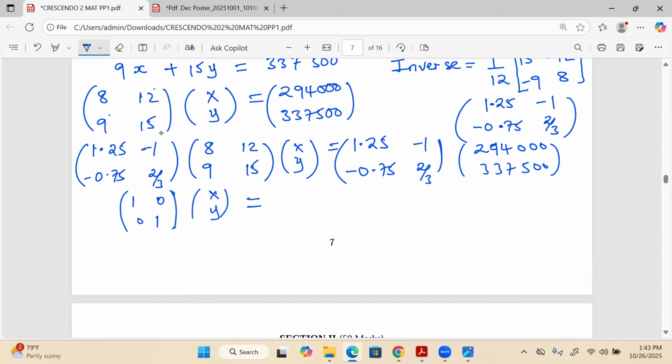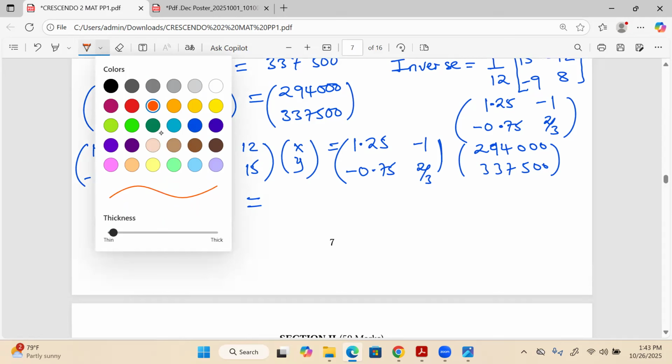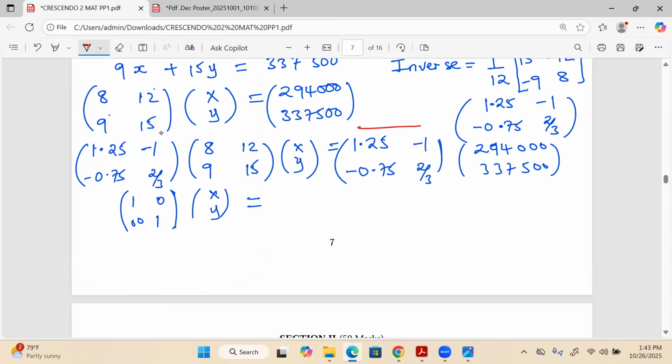This is equal to. Now we are supposed to work out the multiplication on the other side, whereby we need row times column. This row times the whole column here. So we start with 1.25 into 294,000, then negative 1 into 337,500. This gives us exactly 30,000. Then the second row by the same column. So negative 0.75 into 294,000, then we add 2/3 into 337,500. Now this gives me 4,500.